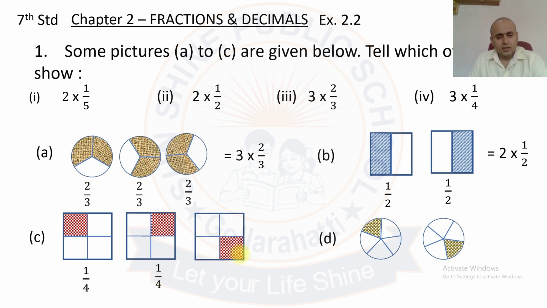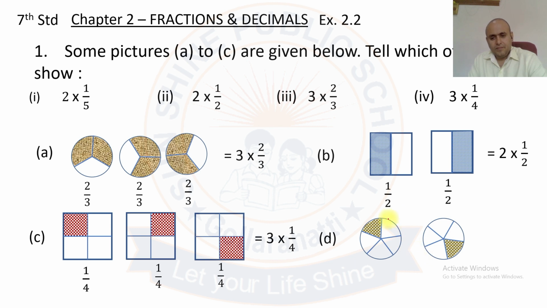The third picture is also divided into 4 parts with one part shaded. Therefore it is written as 1 by 4 again. So 1 by 4, 1 by 4, 1 by 4. Here 1 by 4 has been repeated 3 times, so we can write it as 3 into 1 by 4. So here 3 into 1 by 4 refers to the fourth question.